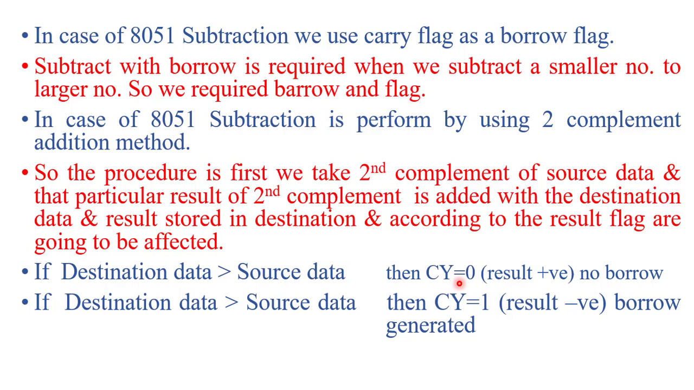So the carry flag bit of PSW flag register is 0. Next condition is if the destination data is smaller than source data, then result is negative, borrow is generated, and when borrow is generated, the PSW flag register carry flag bit is 1. So these points should be remembered in case of subtraction operation.